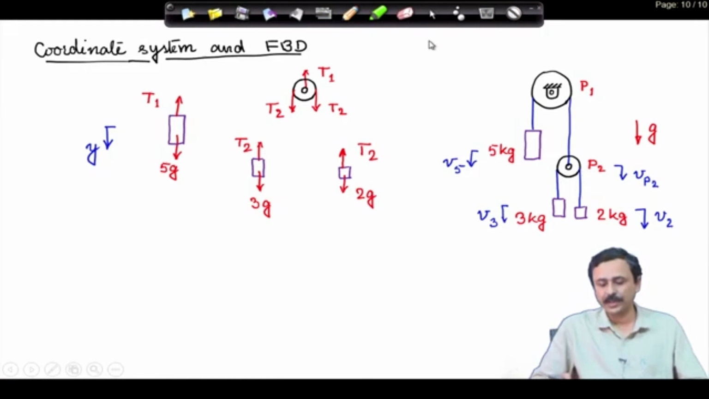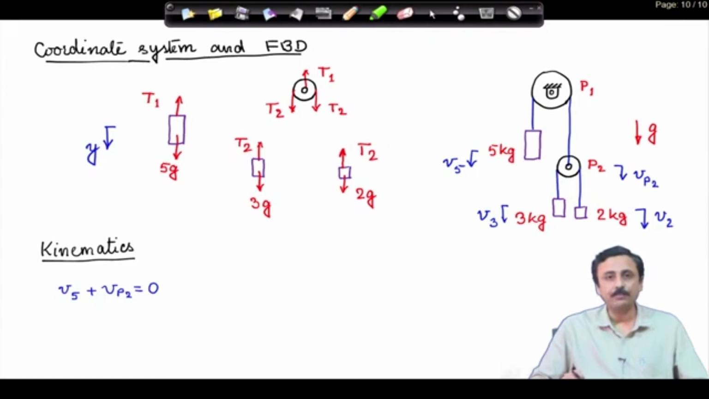The other two masses, 3 kg and 2 kg, you can draw the free body diagram similarly. And remember, in drawing free body diagrams, we are always using Newton's third law. Now, our free body diagram is ready.